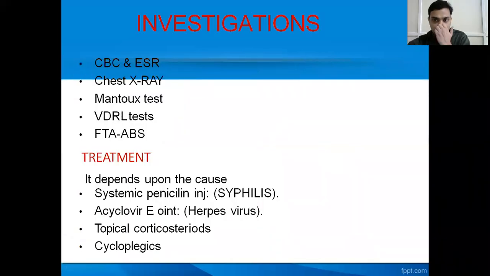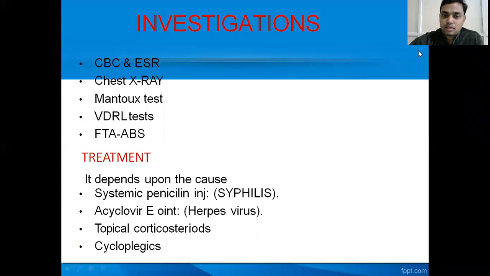So what are the different investigations? Based on etiology, we have to do complete blood picture and ESR, chest X-ray and Mantoux test in case of TB, VDRL and fluorescent treponemal antibody absorption test in case of syphilis. Treatment also depends on the causative agent. If syphilis is the cause, we give systemic penicillin. If a virus is the cause, we give antiviral ointments and topical steroids. Topical steroids reduce the infiltration and inflammation of the cornea, and cycloplegics relieve the pain of the patient. So the treatment depends upon the causative agent.